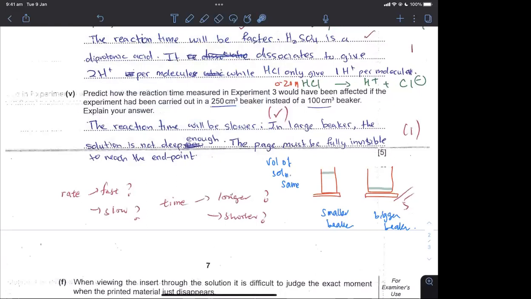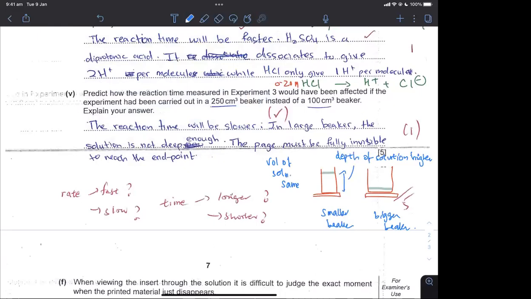So when you have a deeper solution, the depth of solution is higher. It's going to be much harder for you to see when it becomes insoluble. Am I correct? Let me see. What does it say? Bigger beaker, the reaction time will be slower. So the reaction time will be slower.